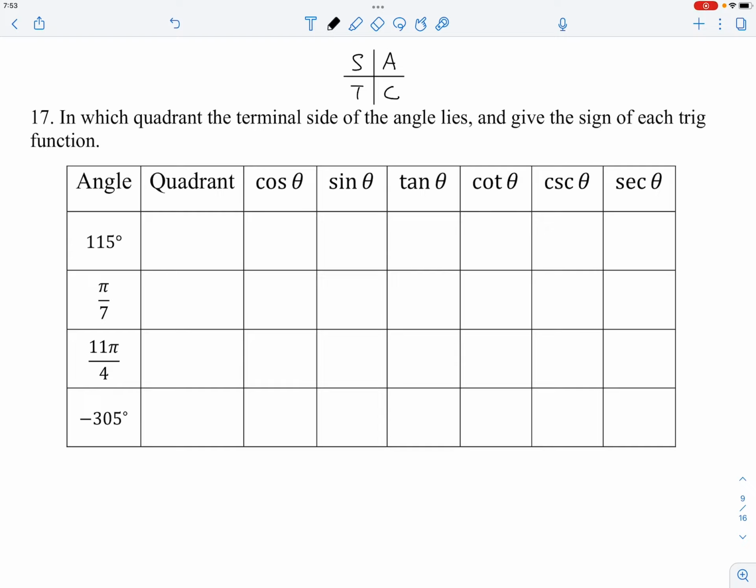ASTC. A stands for all in quadrant number 1. Right here, quadrant number 1, all trig functions are positive. And then in quadrant 2, the sine function is positive. Well, if sine is positive, then cosecant, which is the reciprocal of sine, would also be positive. And then we have tangent for quadrant 3 being positive. Same thing with cotangent in quadrant 3.